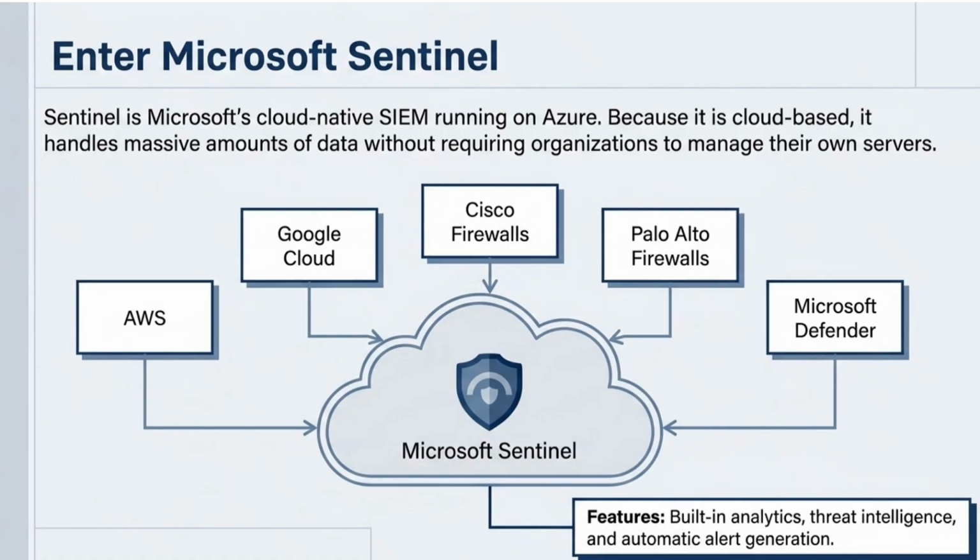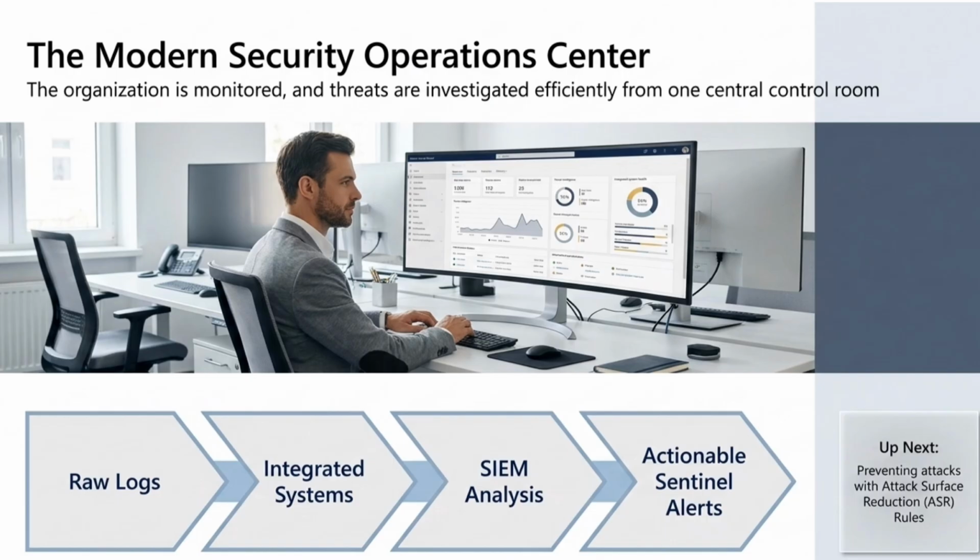Suppose an employee receives a phishing email. The employee clicked the attachment. Here is what happened. Step 1. The email reaches Microsoft 365. Microsoft 365 creates a log. Step 2. The file starts running. Microsoft Defender notices suspicious behavior. It creates another log.